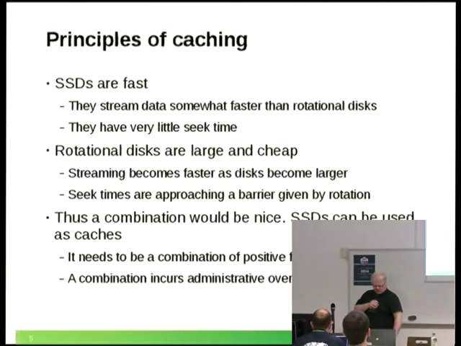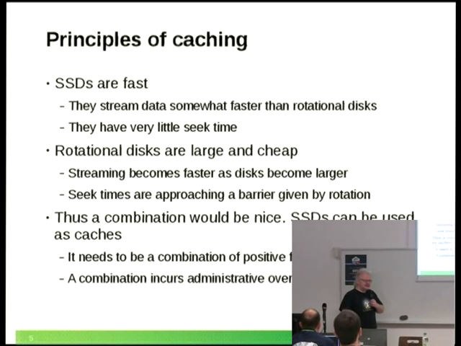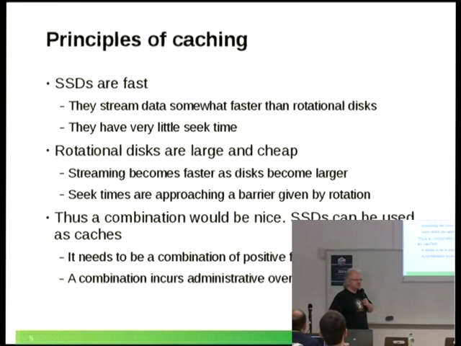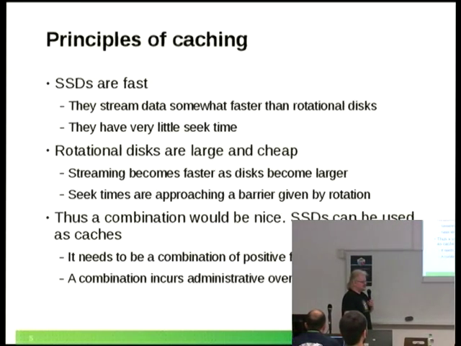Okay, so SSDs are cool. They are unfortunately also quite expensive and small. The small part could be rectified by employing many of them, but that would make the expensive part even harder. So we would like to have something that is as large as a normal rotational disk and as fast as an SSD.